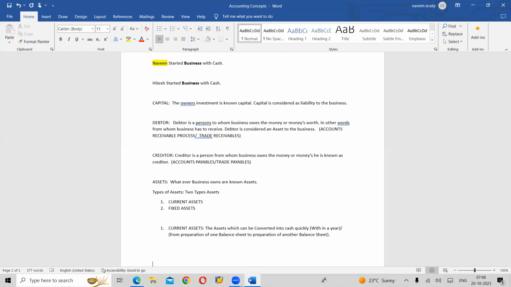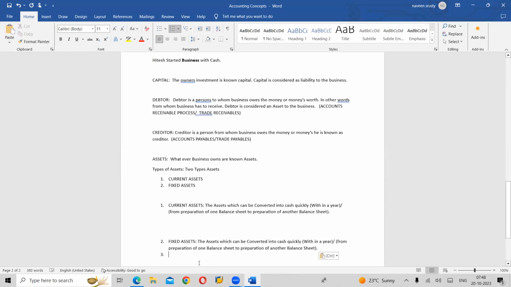Fixed asset means what? What do you mean by fixed assets? The assets which cannot be converted into cash quickly, meaning within a year we can't convert. From one balance sheet to another balance sheet, whatever assets we can't convert, those assets are nothing but fixed assets. Now, is the difference from current assets clear?